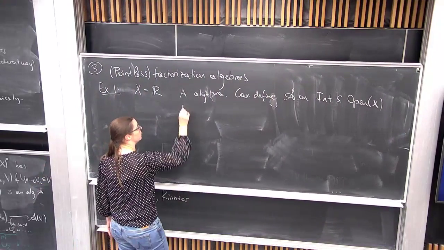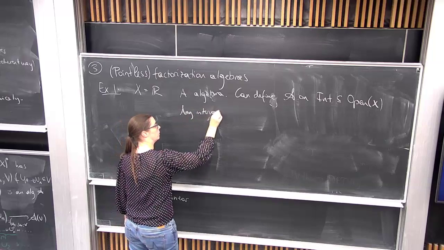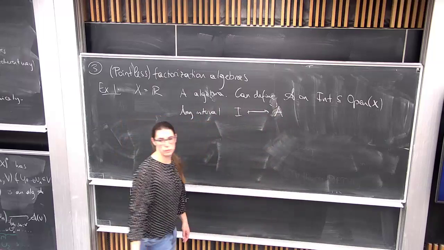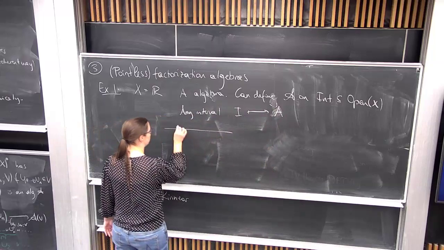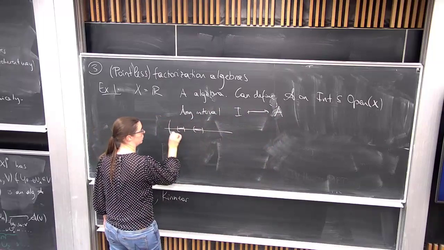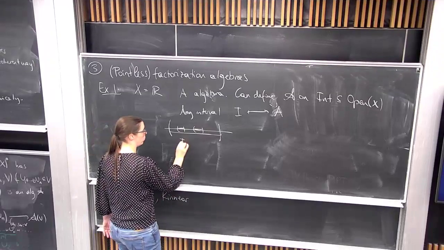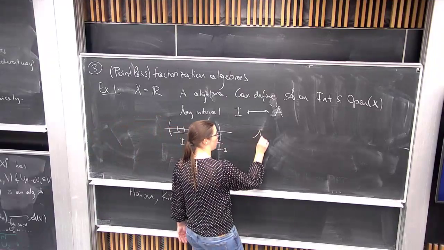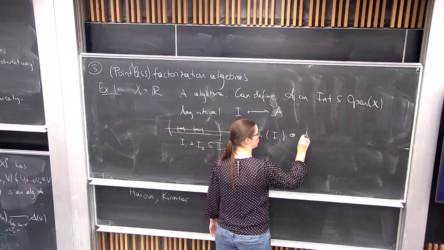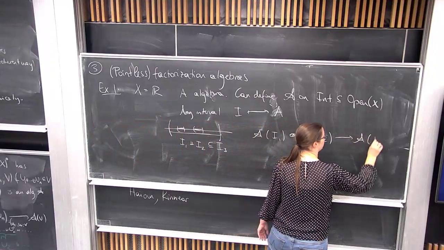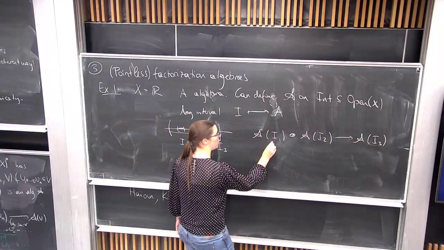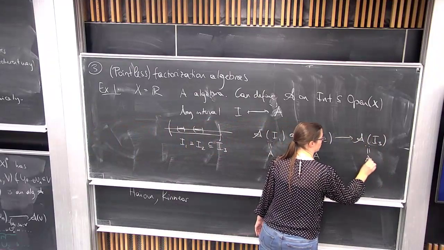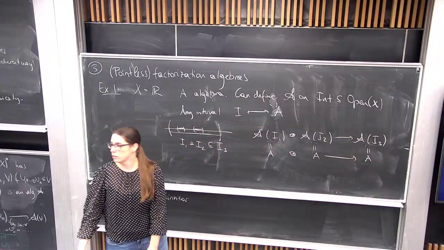So any interval I send to A. This is a straight A now. Now, if I have a disjoint union of intervals sitting inside a larger one, I1 disjoint union I2 sitting inside I3, my larger one, I have to give you a map from A of I1 tensor A of I2 to A of I3. Well, this by definition is A. This by definition is A. And this by definition is A. So I have to give you a map like this. And I will use my algebra map.